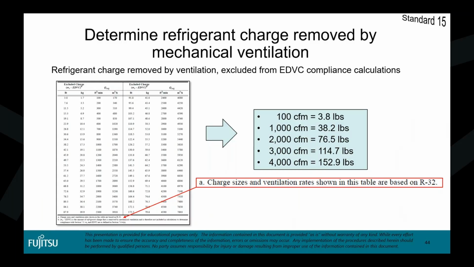If you have 4,000 CFM, it's going to be 40 times more than what you had at 100 CFM. And so it's a very useful table to see how much ventilation you might need to comply with the standard. And this is a footnote there. It is for R32. It doesn't say what you do if you don't have R32, but I would multiply with 0.96 if I have 454B, for example. So that is how we determine the EDVC without ventilation first, and then we add this for ventilation.